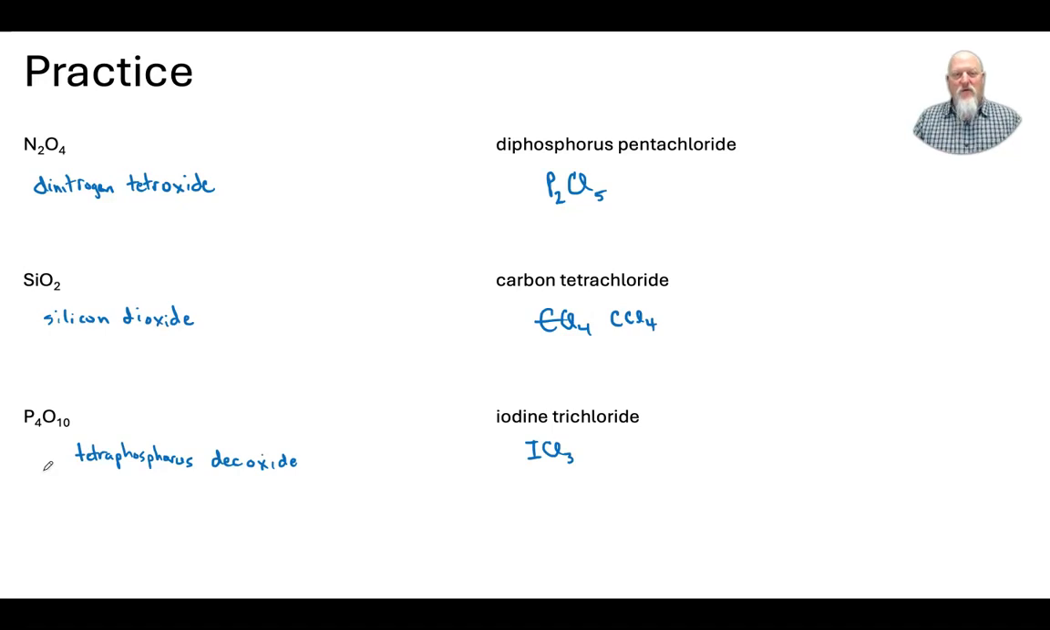Use the prefix for both of them. Unless the first one only has 1, we don't use the mono. The second element ends in IDE. And if it's oxygen, that's one of the elements, and the prefix for it ends in O or A, we drop that O or A.